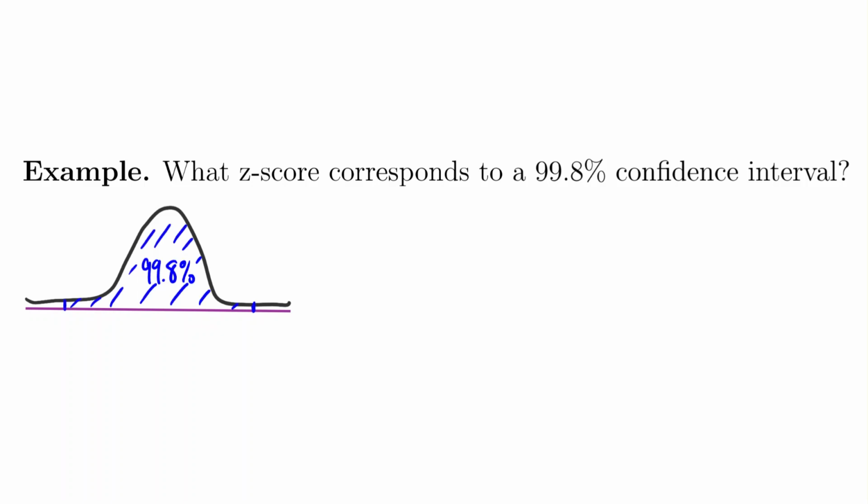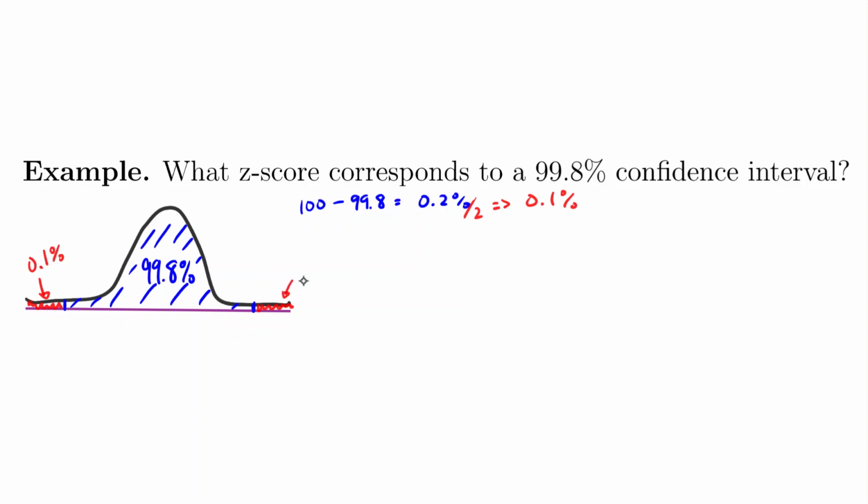So we have this middle 99.8%. We know there's 100% in all, minus 99.8% leaves us with 0.2%. Now that 0.2% is split equally between the portion that's before and the portion that's after. So we divide that by 2. And we see that we get 0.1% before and after.